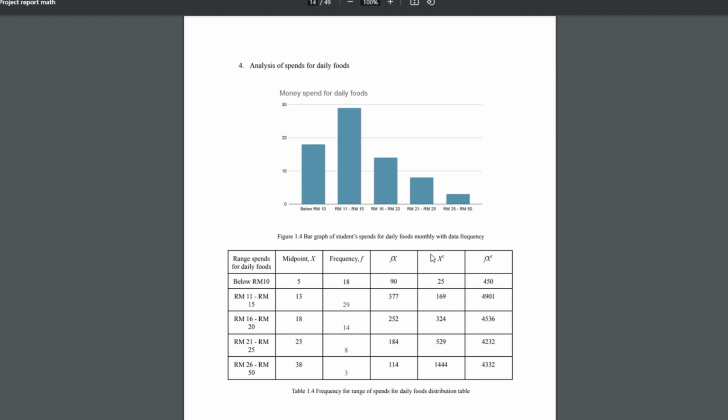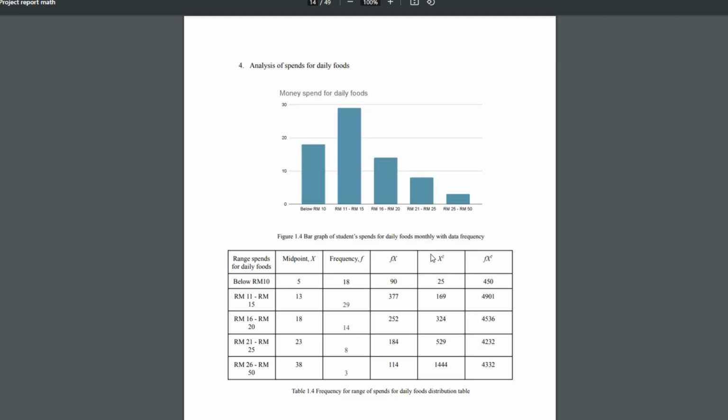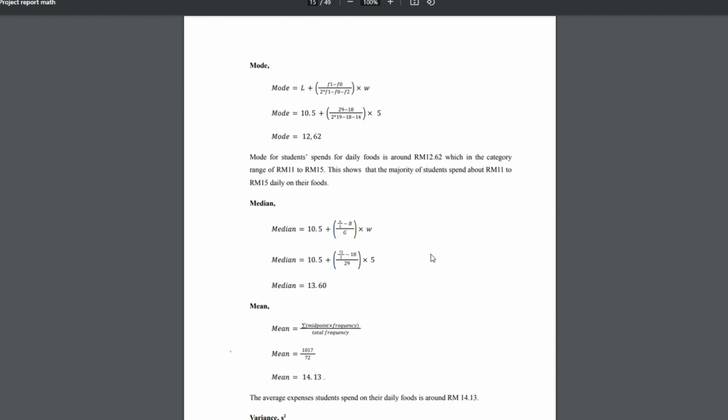Next, we have the analysis of spending on daily food. Here are the calculations. The average daily expense on food for students in IIUM is 40 ringgit 13 cents, and the median is 30 ringgit 60 cents, which falls in the class between 11 ringgit and 50 ringgit.